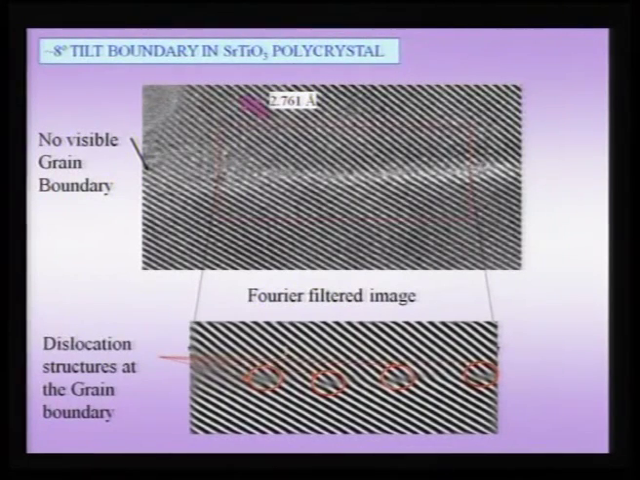Now this is a nice example of a low angle grain boundary, though not a symmetric low angle grain boundary. This material happens to be strontium titanate, and the misorientation angle between the two crystallites, or the two grains here, is about 8 degrees, and the existence of these dislocations along the grain boundary is seen in the image below, which is nothing but a Fourier filtered image in which you can see that there are distinct dislocations present along the grain boundary. So we can clearly see, using a high resolution lattice fringe image which has been Fourier filtered, that a low angle grain boundary consists of an array of dislocations.